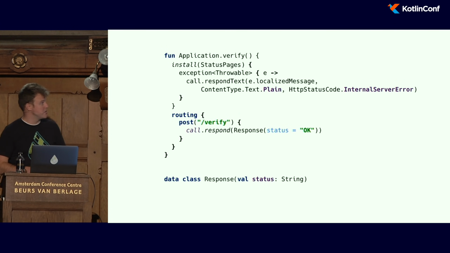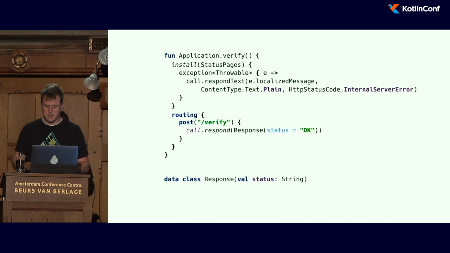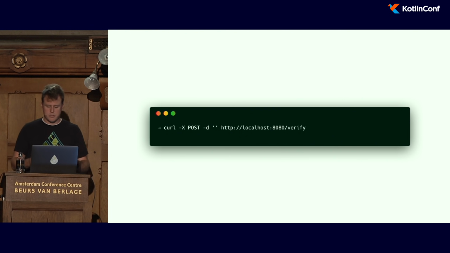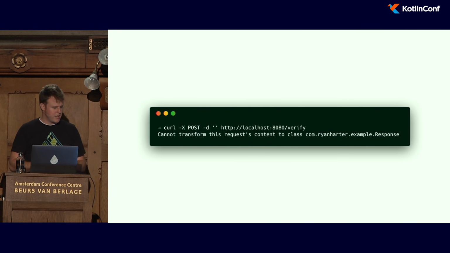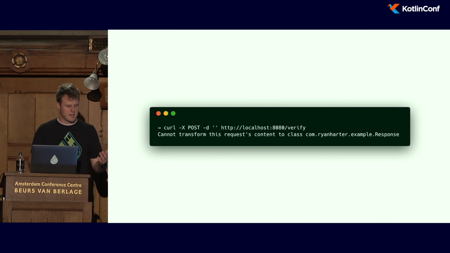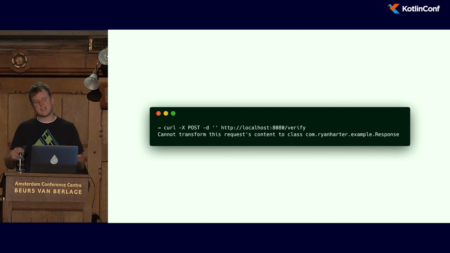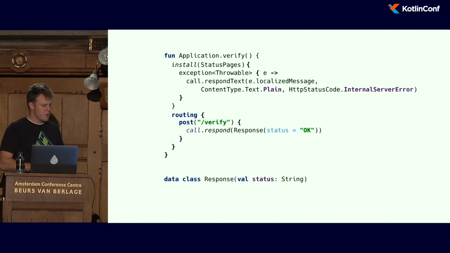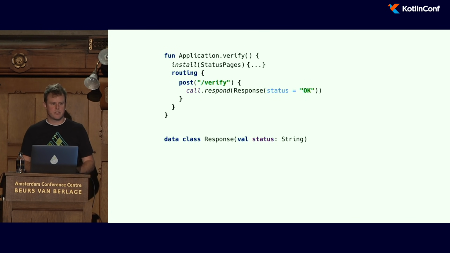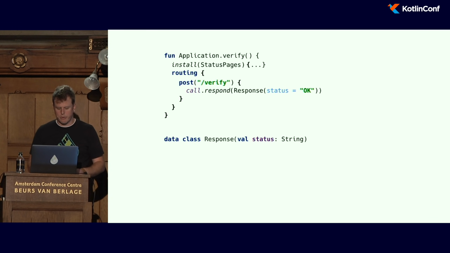So now that we got this feature installed, we still have a very simple web server here. We run the request again using curl, and we get a message back: can't transform this request content to response. So now we know what's happening. The server doesn't know how to translate that response data class that we gave it into anything. So let's go back, and we're going to collapse the status pages to make things a little easier to read.